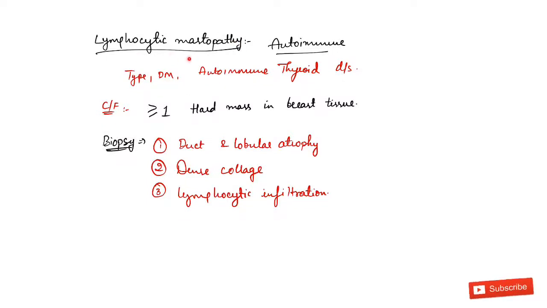And the last condition is lymphocytic mastopathy, which is an autoimmune condition associated with type 1 diabetic females and autoimmune thyroid females. As a clinical feature, it has more than one hard mass in the breast tissue. On the biopsy slide, we find these 3 characteristic features. This is all about the breast and its disorders. This is just an introductory video, and in the next videos we will be discussing benign epithelial lesions and stromal lesions.